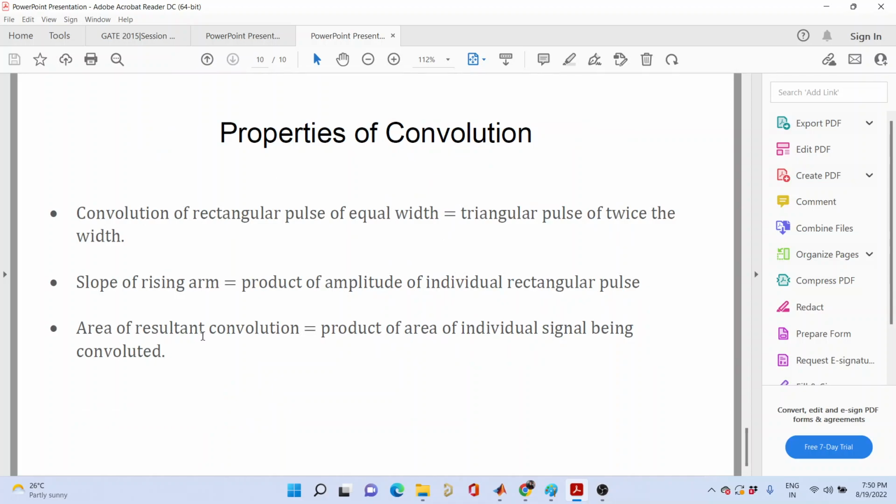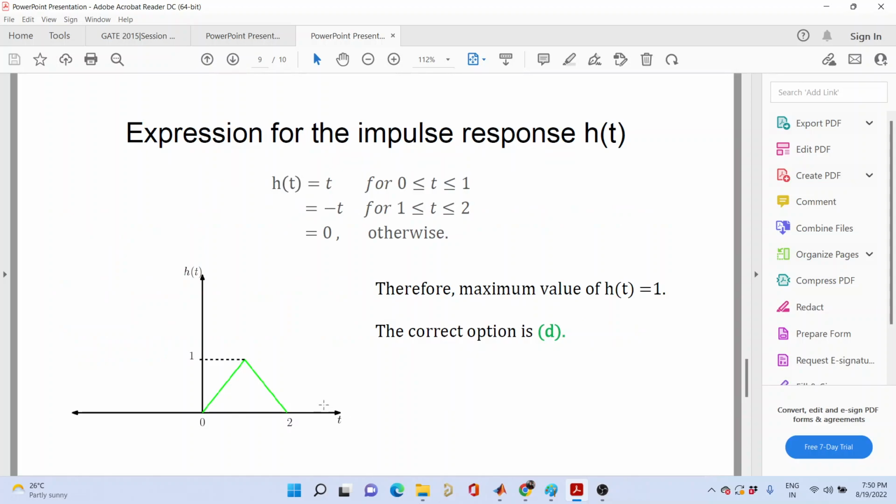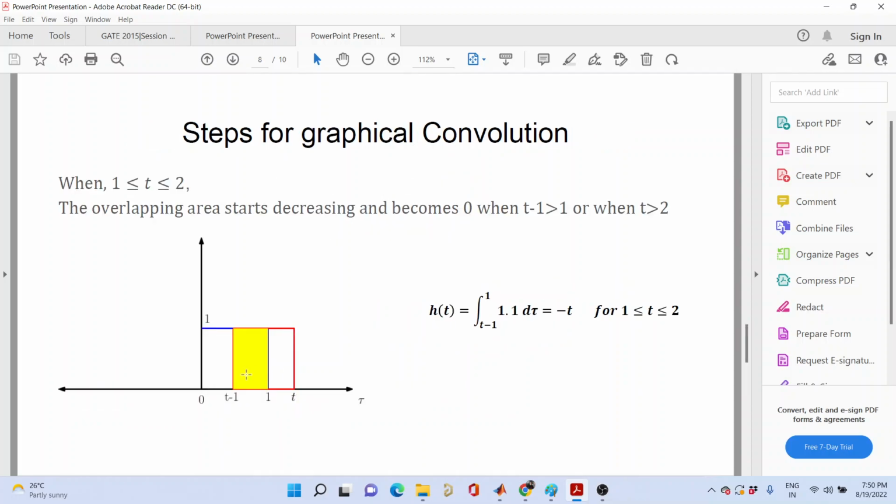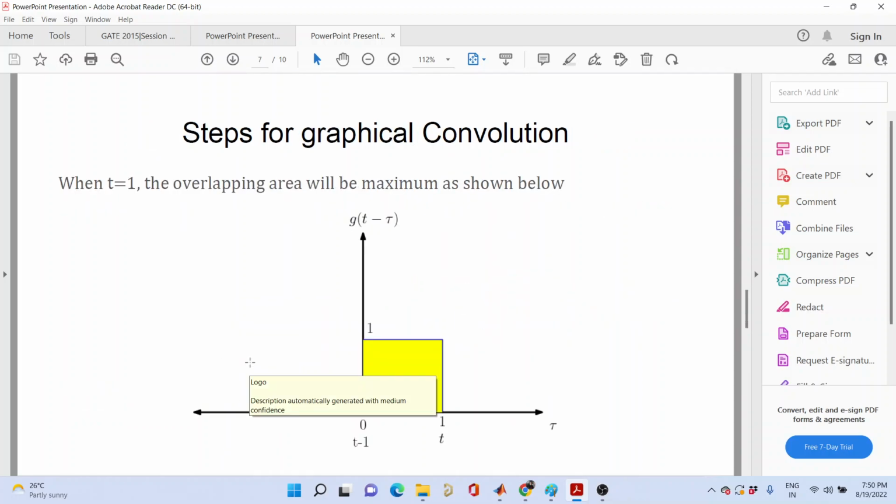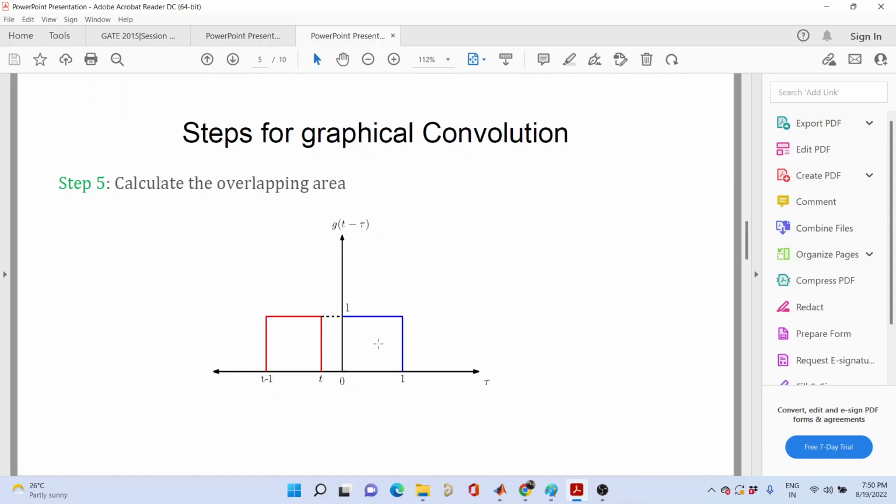To check whether what you have done is correct, you have to keep another property in mind, that is, the area of the resultant convolution is equal to the product of the areas of the individual signals being convoluted. So what is the area of this triangle? Half into base into height, that is equal to 1. And what is the product of the areas of these two square pulses? That is also unity. So we can verify that whatever we have done is correct.